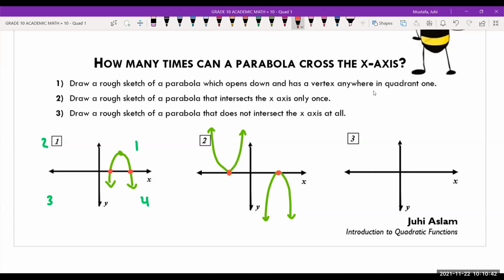How many times can a parabola cross the x-axis? It can cross it twice. It can cross it once. And in some cases, it doesn't have to cross it at all. So draw a rough sketch of a parabola that does not intersect the x-axis at all. What would that look like? Safir?